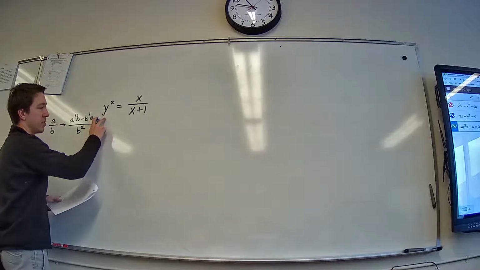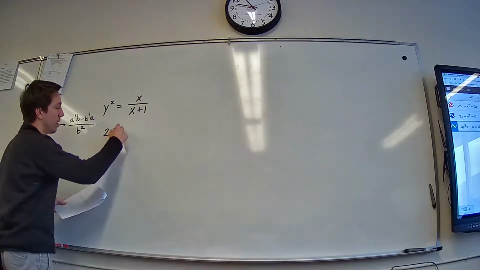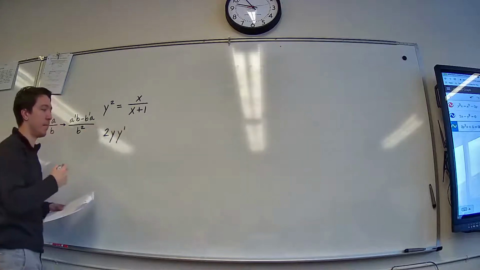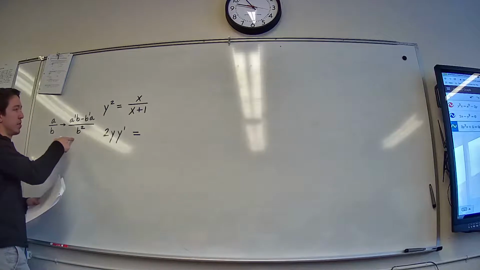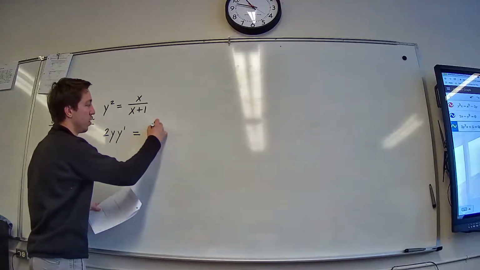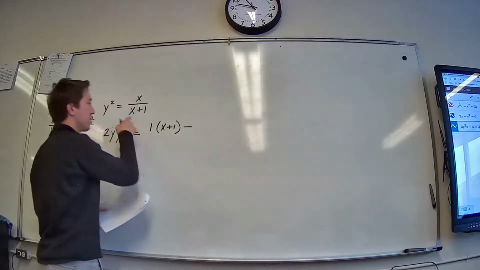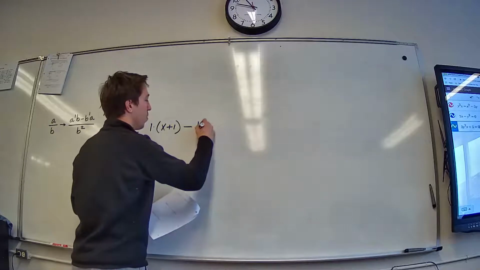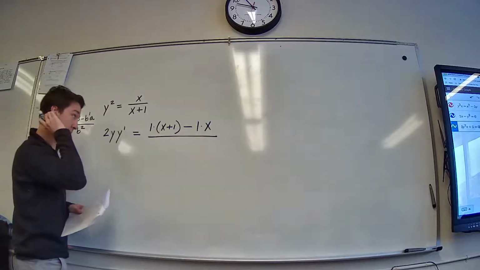Left side's a bit easy, right? Just use the chain rule: 2y times y prime. The right side we're going to use the quotient rule on. So a prime is just 1. So 1 times x plus 1 minus 1 times x, all over (x plus 1) squared.